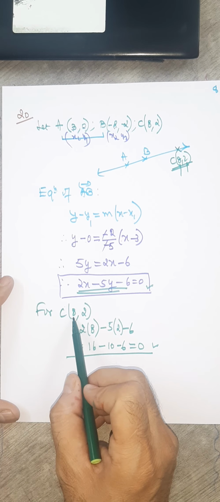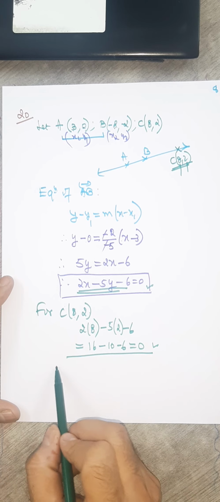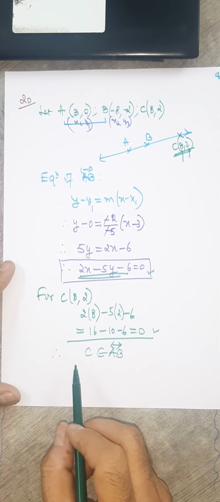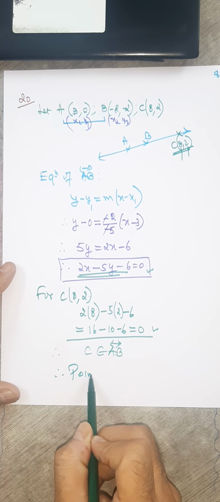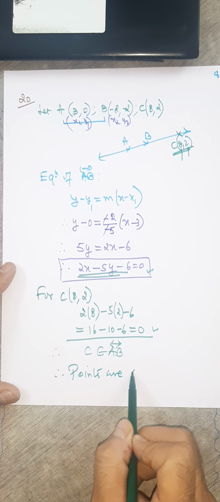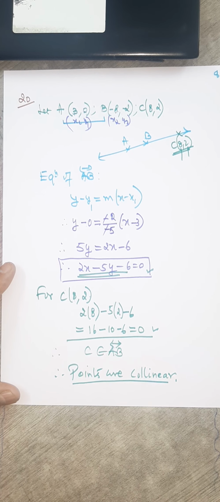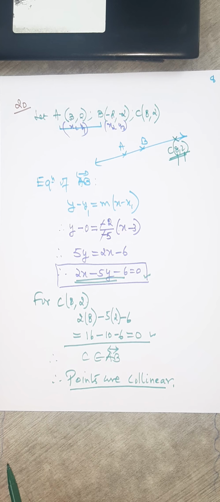So C satisfies the equation of the line, and therefore C must be on the line AB, and therefore the points are collinear. Points are collinear. That's your conclusion here. Fine? Using the concept of the line here.